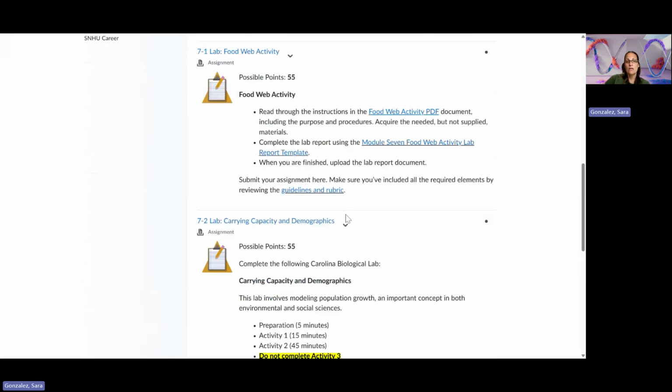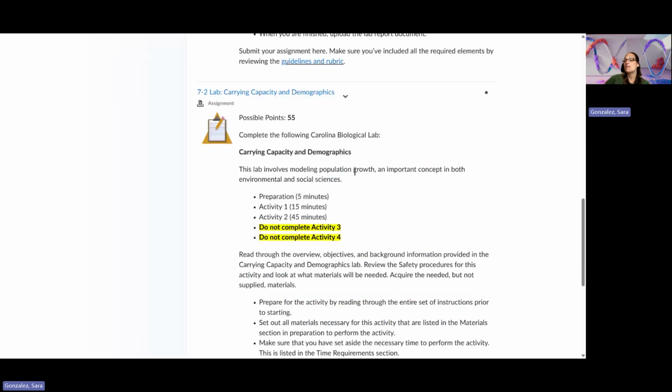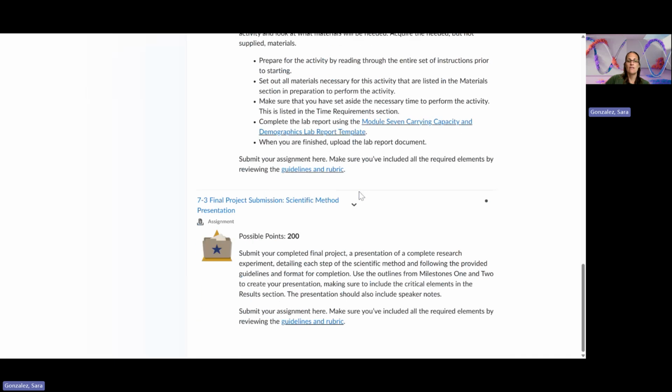Again, what's due this week is your food web activity or lab, looking at the PDF and then adding those in the lab template, your carrying capacity and demographics lab as well, and then your final project PowerPoint presentation. Let me know if you have any questions. I look forward to some great information in your labs, and I'm really looking forward to your final presentations as well.